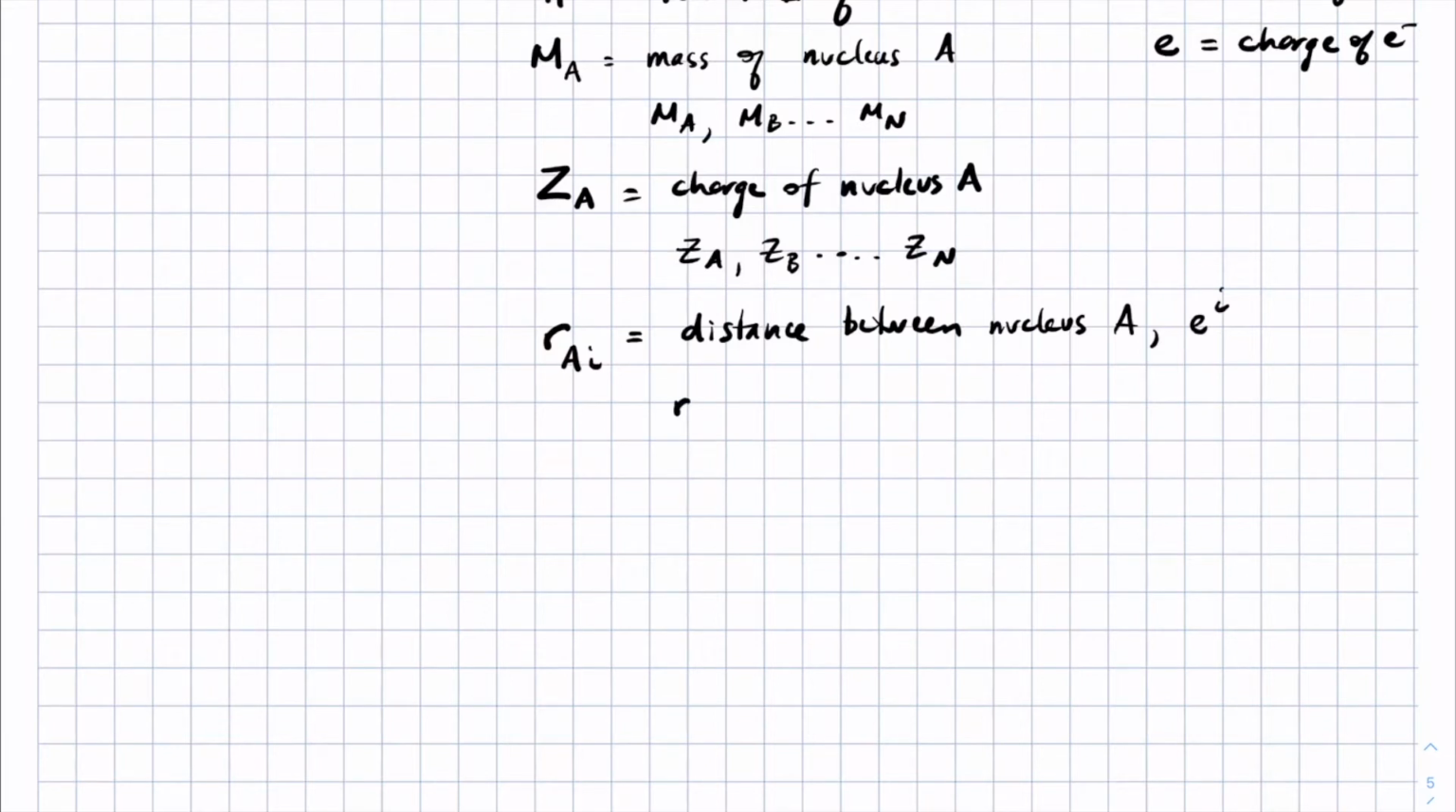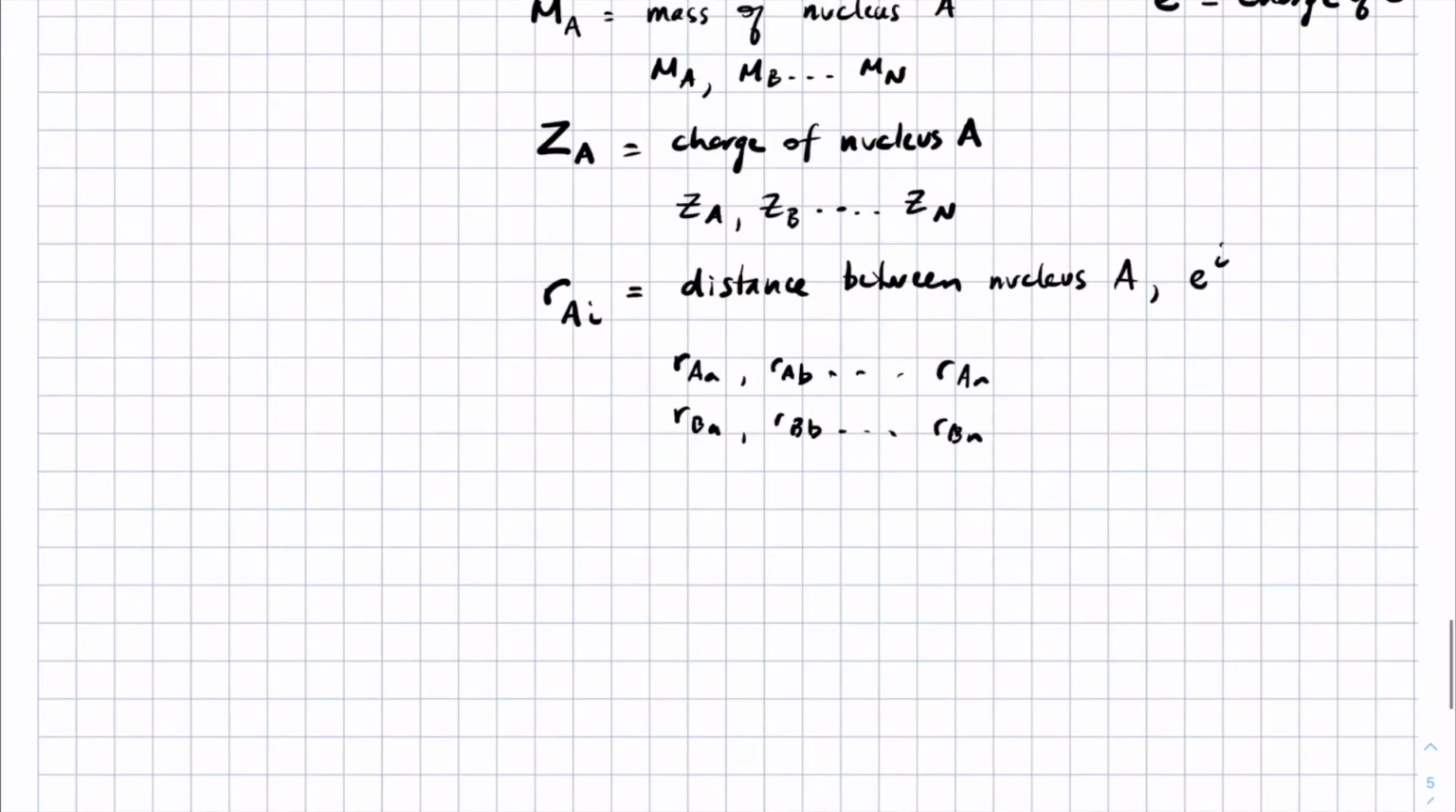We're going to have one for the distance between nucleus A and electron A. We're going to have one for the distance between nucleus A and electron B, and so on for all of the electrons and all of the nuclei. Sort of makes sense? All of those distances. Then we're also going to need the distance between nucleus A and B.